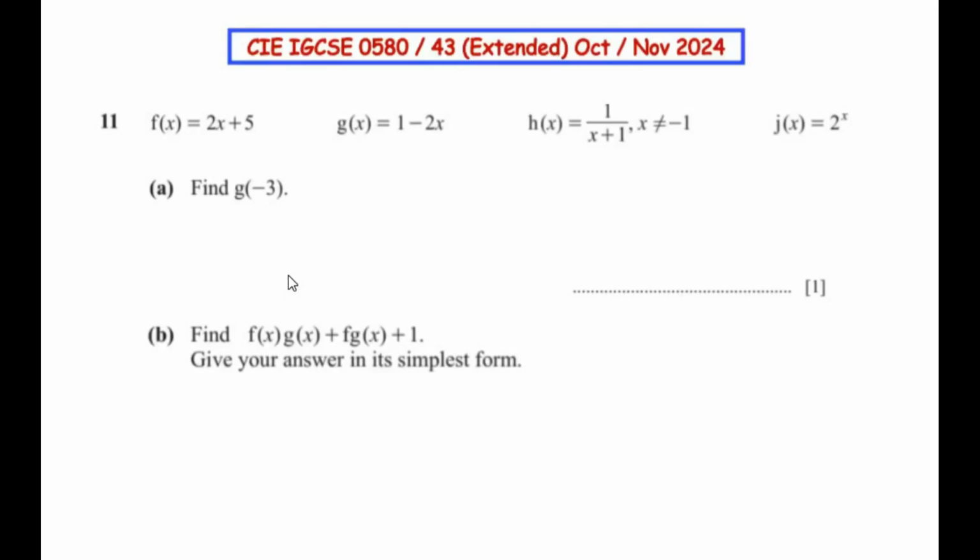In this video we are going to solve the 11th question from 058043 extended paper from October-November 2024. Now this question is a combination of composite functions and algebra. Here we can see that 4 functions are given.